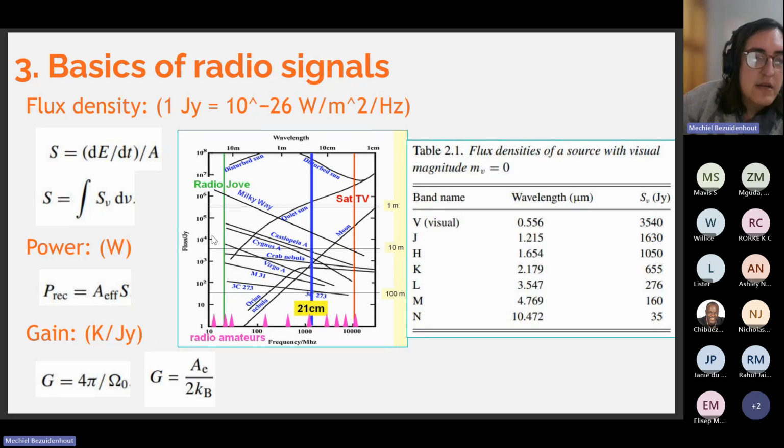Power is another important quantity. That's the flux from the radio signal multiplied by the effective area of the telescope, and that's measured in watts. The gain of the telescope is a quantity proportional to the effective area of the telescope, as we've said before. So that's a handy way of quantifying the sensitivity of a telescope, and it's given in Kelvin per Jansky.